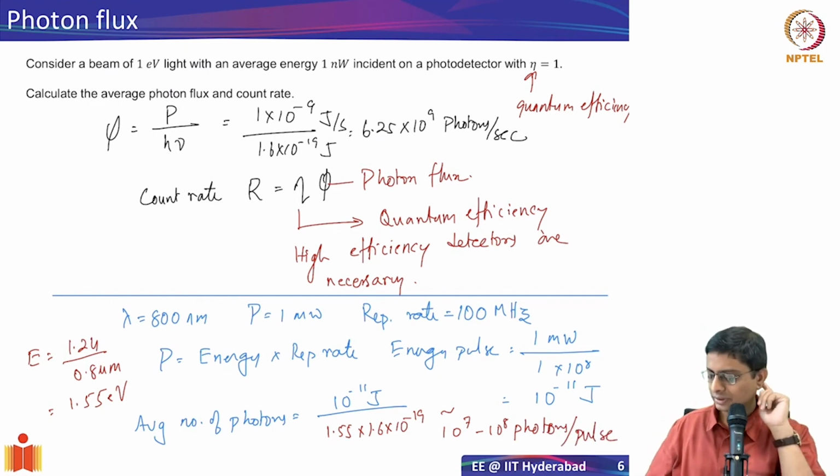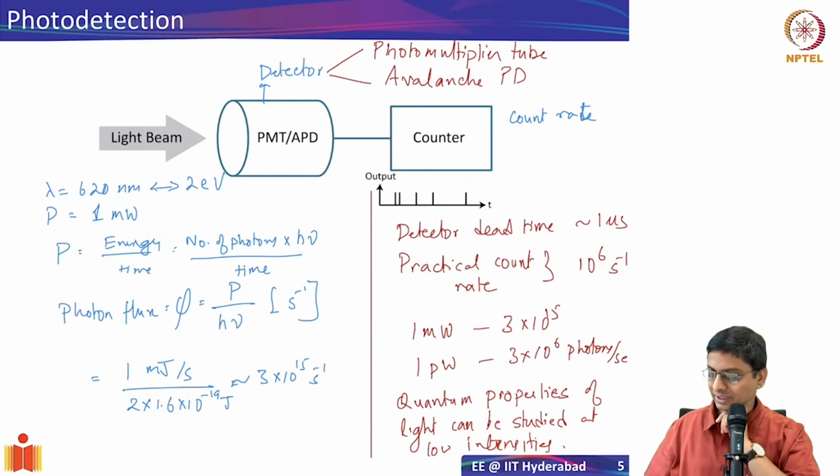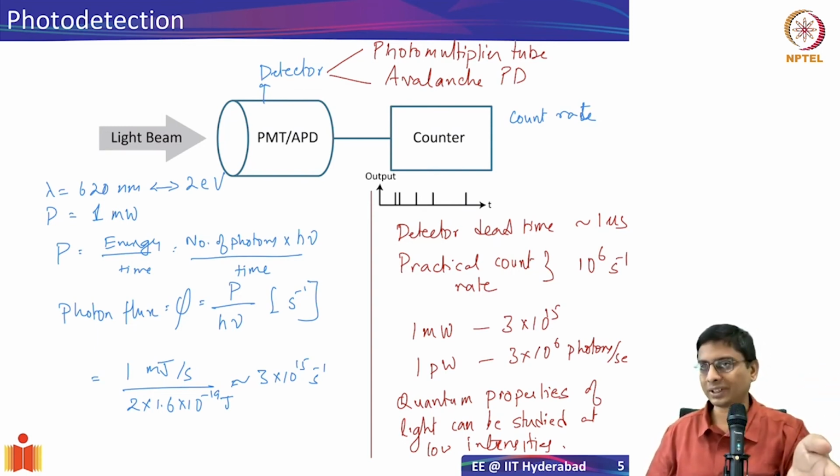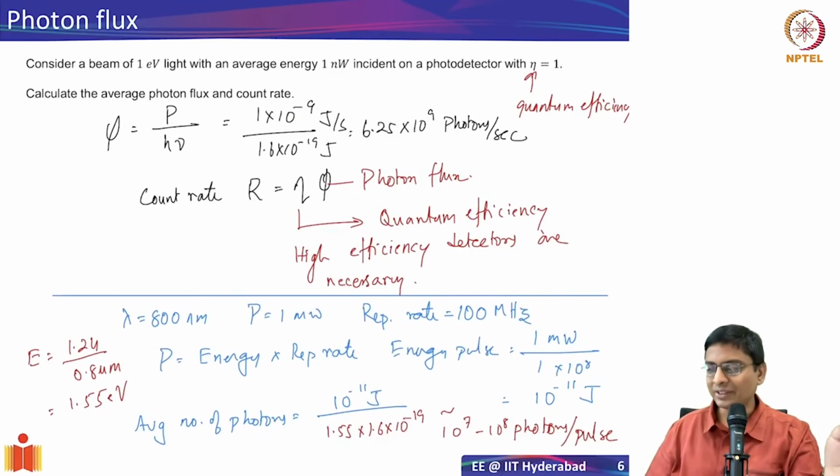So we said that previously, in the previous case, we have 10 power 6 photons per second, right? If you are working with continuous wave beams, you can't do much. You have to go to very low powers. If you want to still work with 1 milliwatt of laser, then you will have to make a very short pulse.